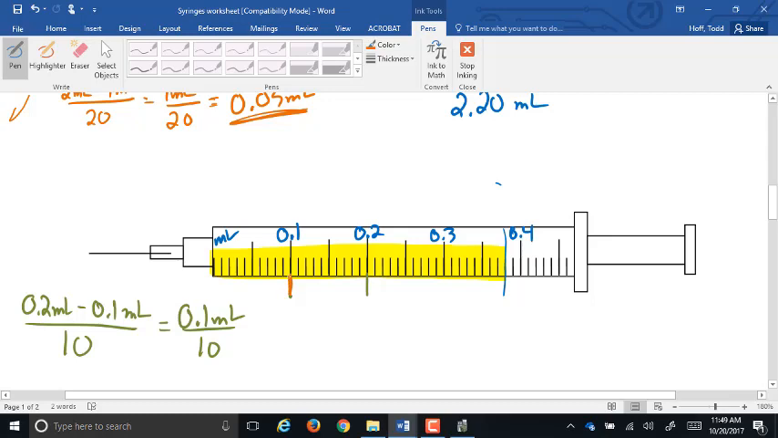If we go from marked divisions from 0.1 to 0.2, that's a difference of 0.1 milliliters. And there are 10 divisions in between there. So we divide that out. That's 0.01 milliliter, a hundredth of a milliliter per division. So this is 0.3 here. 3.1, 3.2, 3.3, 3.4, 3.5, 6, 7, 8. 0.38.